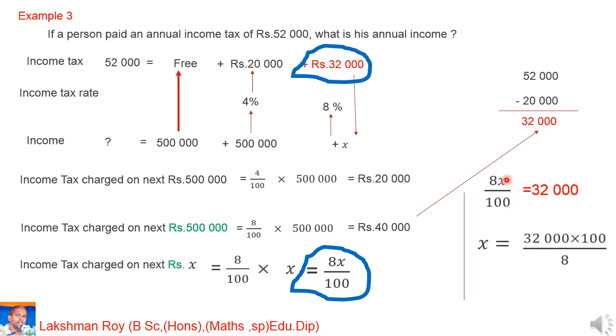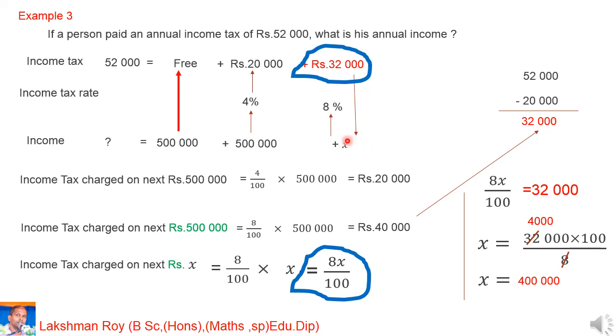So then x is equal to 32,000 multiplied by 100 and divided by 8, right? You can cut easily. 8 into 32 is 4, that means 4,000, then 4,000 multiplied by 100, then you get 400,000 rupees. So here his income is 400,000 rupees.